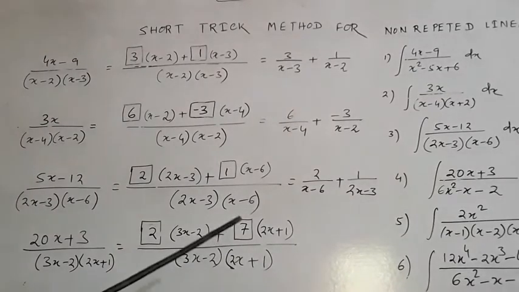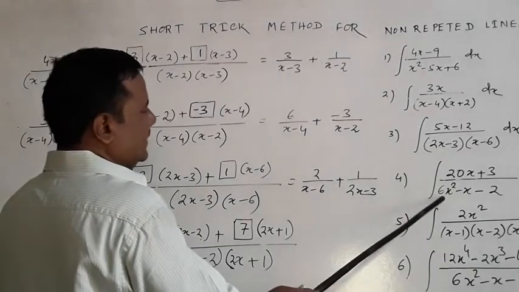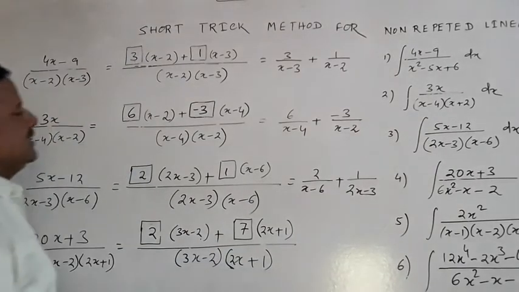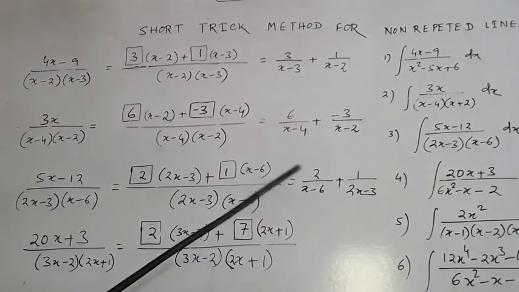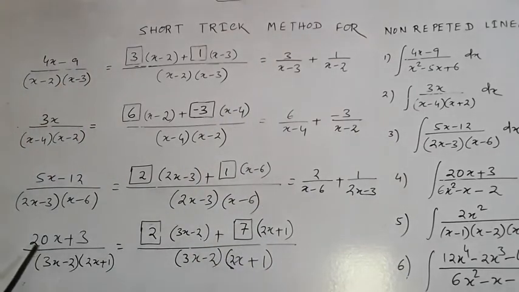Look at question number 5. I am just changing question number 4. It is 6x square minus x minus 2, and the numerator is 20x plus 3. You can also change this question for video number 58. This is (20x plus 3) by (6x square minus x minus 2). When you partial fraction it, it becomes (3x minus 2) into (2x plus 1). It becomes something into (3x minus 2), something into (2x plus 1). The answer is 20x plus 3.